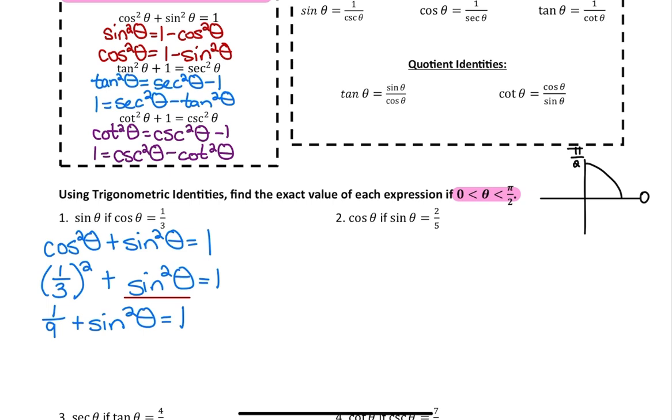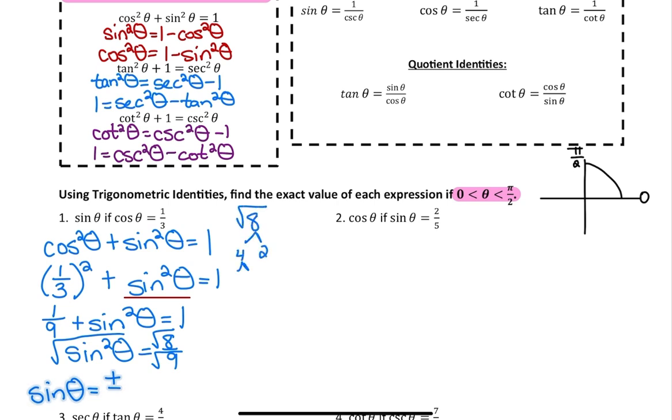We can subtract 1/9 from both sides. And then we need to get rid of our square. So we will square root both sides, square root the top, square root the bottom, so that sine of theta is equal to plus or minus the square root of 8. Now 8 can be broken down with a factor tree into 4 and 2, 2 and 2. So we will have 2 square roots of 2, and square root of 9 is just 3.